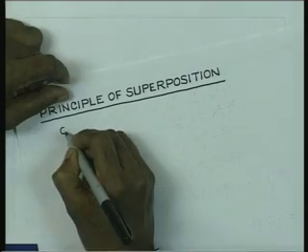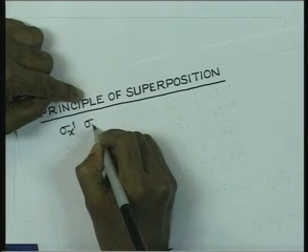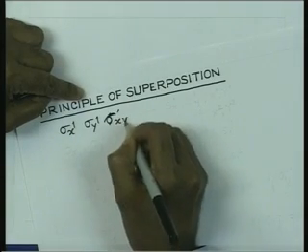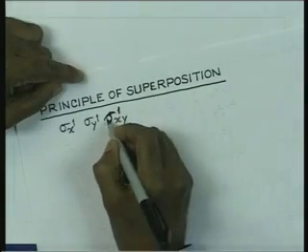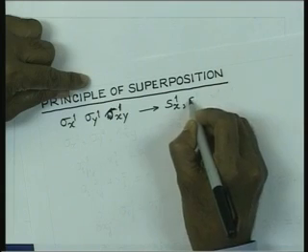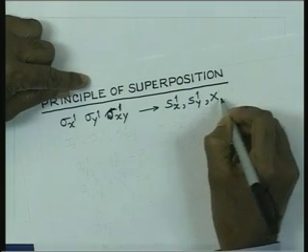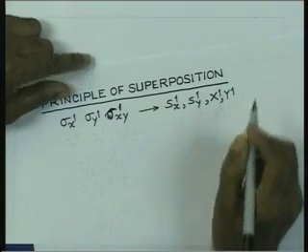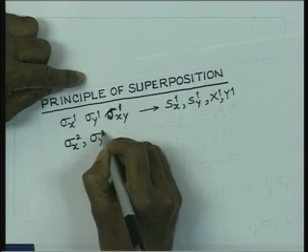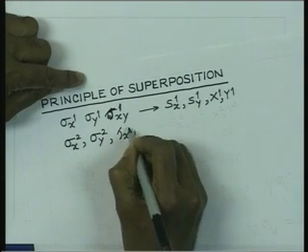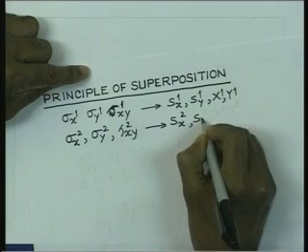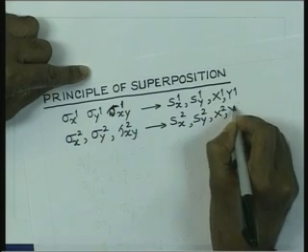So, let us consider that we have this set of stresses σx1, σy1 and τxy1, and this corresponds to the forces Sx1, Sy1 and body forces X1, Y1. Similarly, let us consider that σx2, σy2 and τxy2 correspond to a set of forces which are Sx2, Sy2 and X2, Y2.